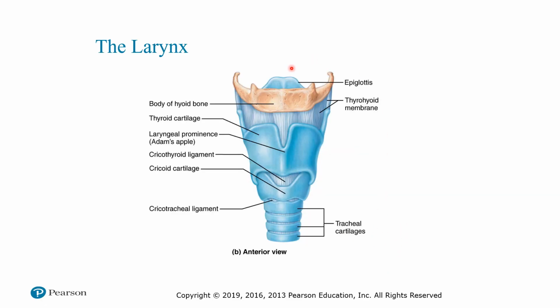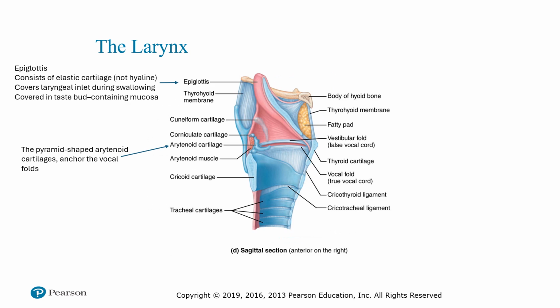Let's quickly go over larynx. Larynx is made up of 9 cartilages and some membranes. So this is epiglottis, this is thyroid cartilage, and this prominence is felt as Adam's apple. This is cricoid cartilage. In the side view, this is epiglottis. Epiglottis consists of elastic cartilage and it covers the laryngeal inlet during swallowing. It is covered by taste bud containing mucosa.